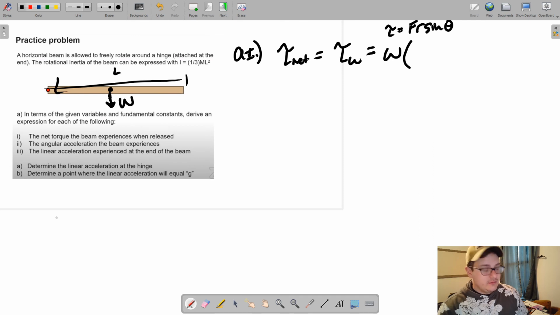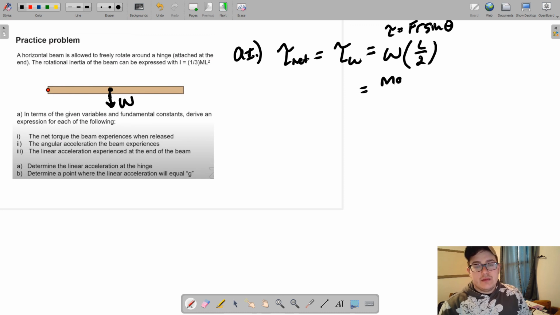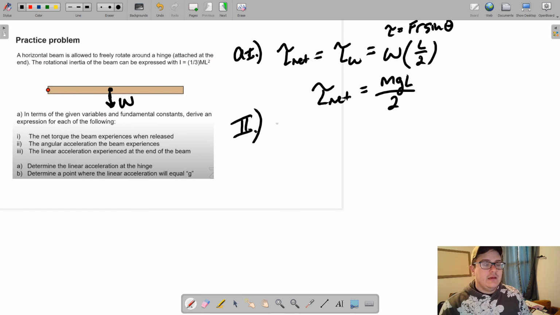how long is it from here to the halfway point? Well, that's just going to be L divided by 2. Weight can be broken into mass times gravity, so m g L all over 2 equals torque net. And that's it.